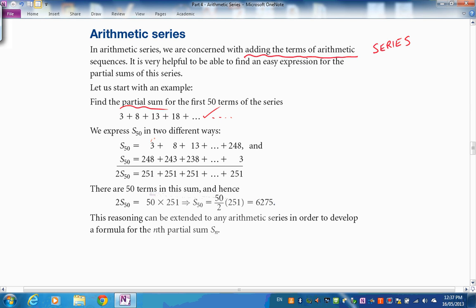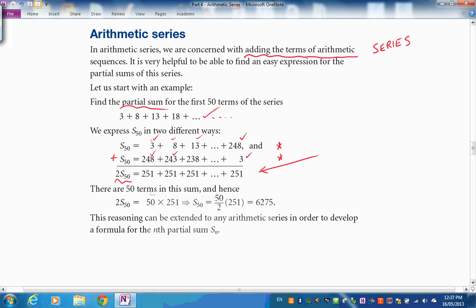Well, let's write them out. Here they are, right up to 248. And then you could turn it around the other way and start with the highest and go down to the lowest. So there's two ways of writing S50, ascending and descending. So if you then added these 2 up, you'd have 2 lots of S50. And what do you notice? They all come to 251. And that's because there's a common difference there all the time.